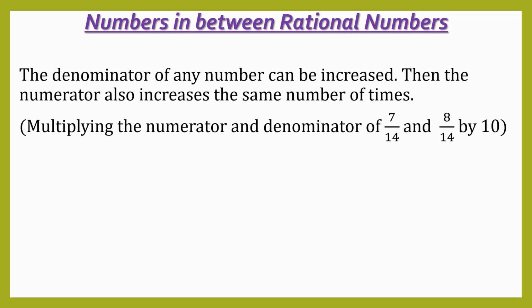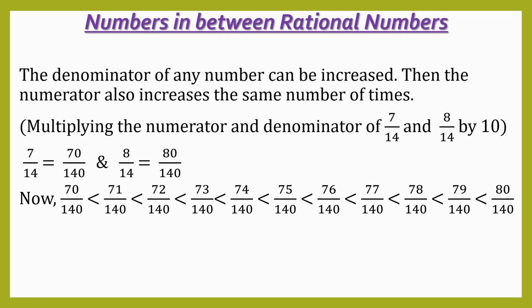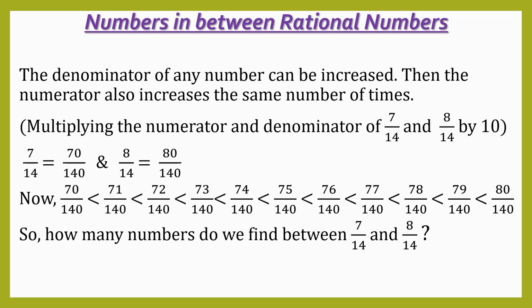When you multiply the numerator and denominator of 7 upon 14 by 10, you get the answer 70 upon 140. And when you multiply the numerator and denominator both of 8 upon 14 by 10, you get the answer 80 upon 140. Now we need to find the numbers between 70 upon 140 and 80 upon 140. As you can see, the numbers which lie between 70 upon 140 and 80 upon 140 are these. So how many numbers do we find between 7 upon 14 and 8 upon 14? The number is 9.